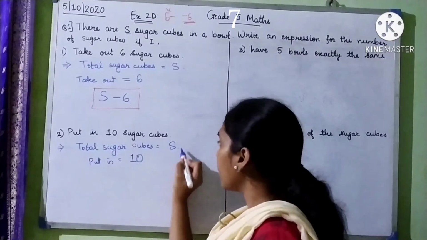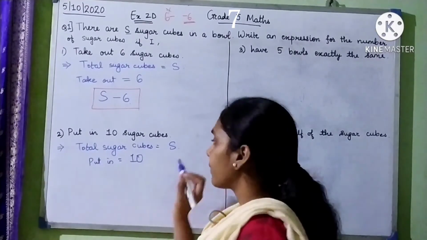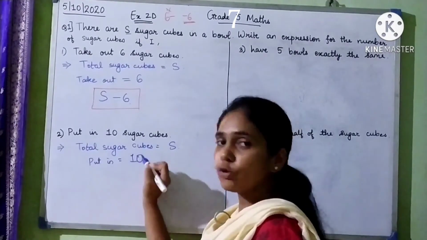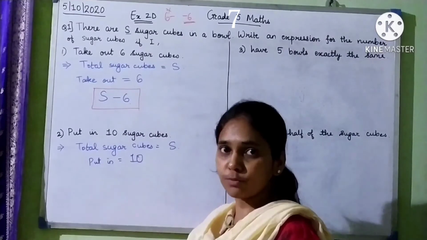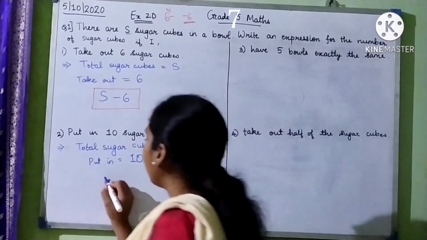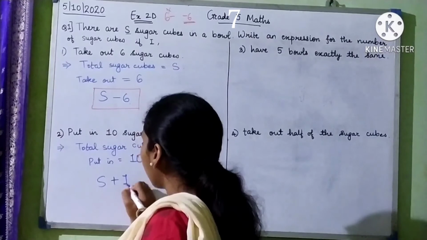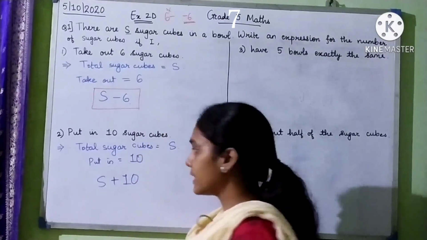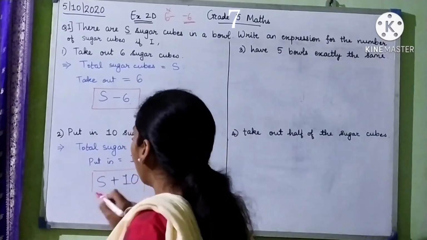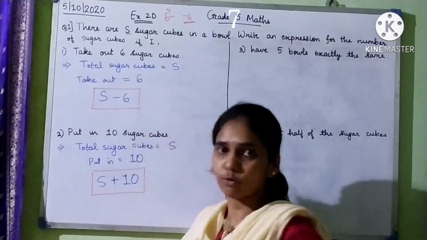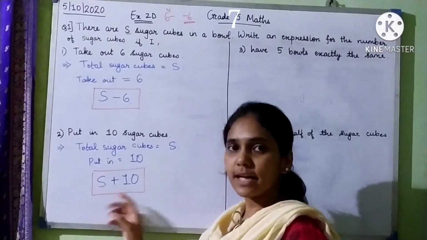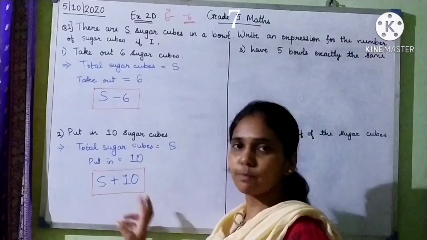Instead of a number they have given us a letter, and we have added 10 to it. We have put 10 more sugar cubes in that bowl. So in total how many would be there? S plus 10 would be there, right? So S plus 10 is the number of sugar cubes now in that bowl. First there were S, and adding 10 more, it becomes S plus 10.